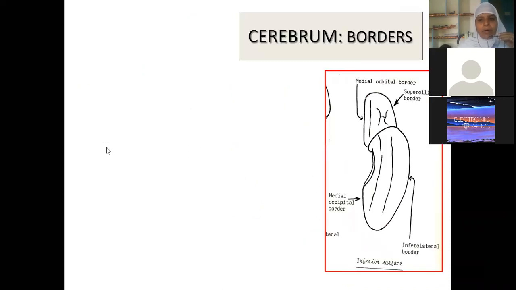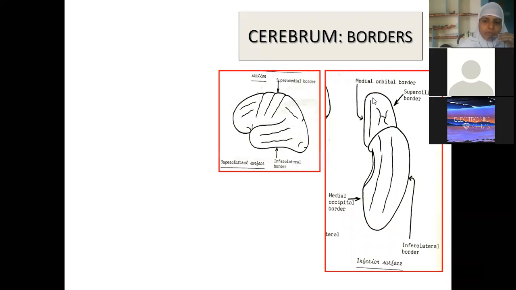Now coming to the borders. What are the various borders? Which view is this? Inferior surface. Here is one cerebral hemisphere and here we have one more cerebral hemisphere, but only one hemisphere is shown here. Suppose this is the left cerebral hemisphere; the right is not shown. So this is the medial orbital border, this is the superciliary border, this is the inferolateral border, and this is the medial occipital border.